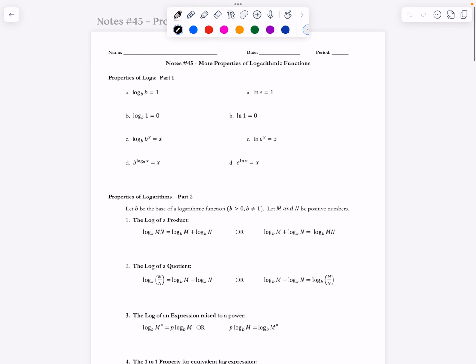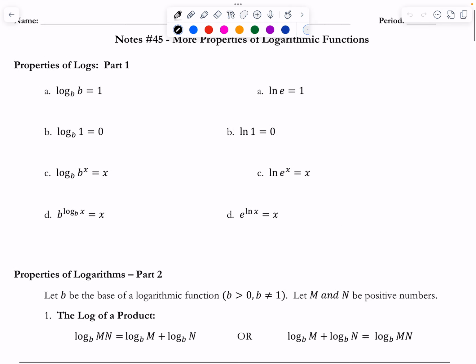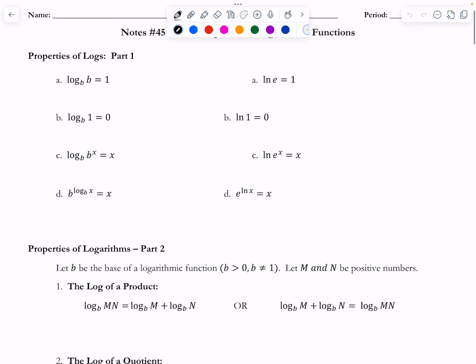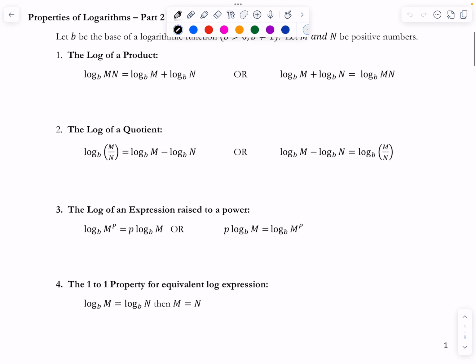In this video, I'm going to go over more properties of log functions. You'll see here in part 1 of the notes, we did these in a previous video. These are the basic properties, like when the bases are the same, log of 1, or when you have a base raised to an exponent that has a logarithm with that same base. So we're going to focus on part 2 in this video, which has a lot of properties.